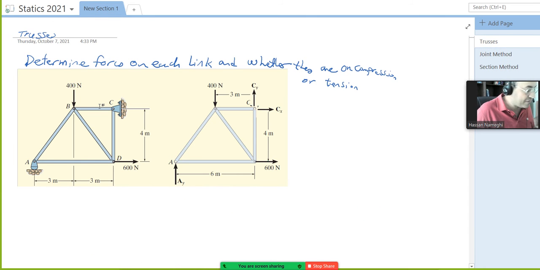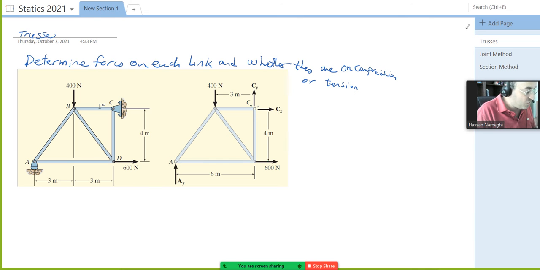The first example is the example that you just saw briefly a moment ago. So in this example, I have two forces that are applying there, 400 and 600. Those are external forces. We have ground reaction at point A, which is AY. And then I have CX, CY at point C, that's a pin. Now, in the definition of trusses, we assume that each link or each member does not have any weight. They are lightweight compared to the load that is applied to them.